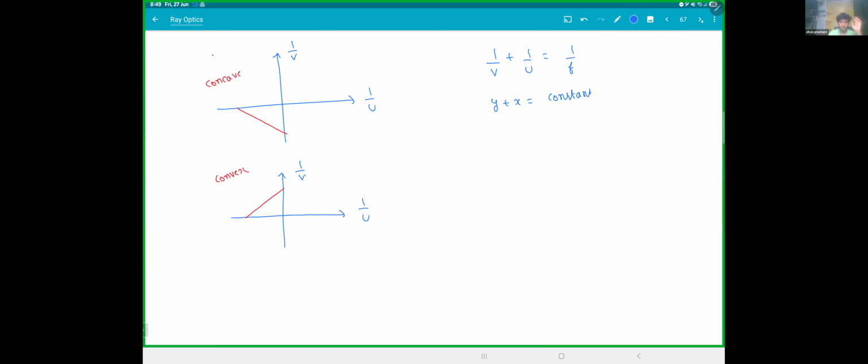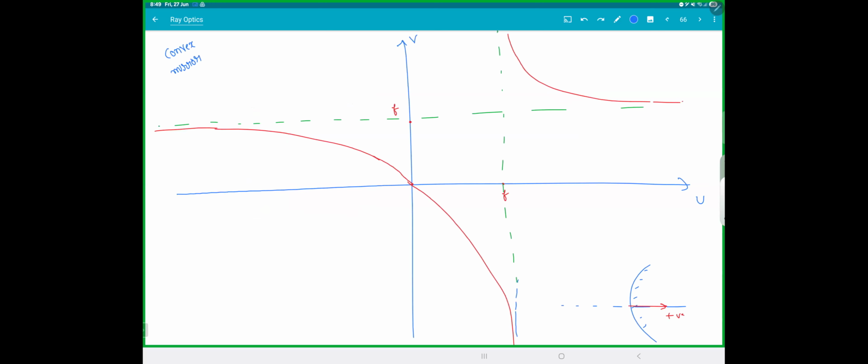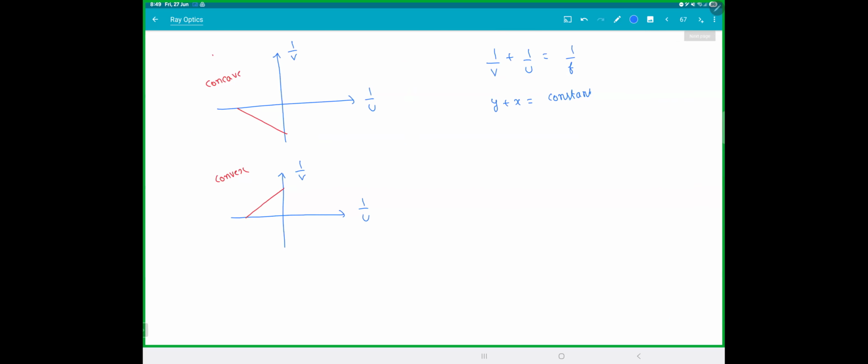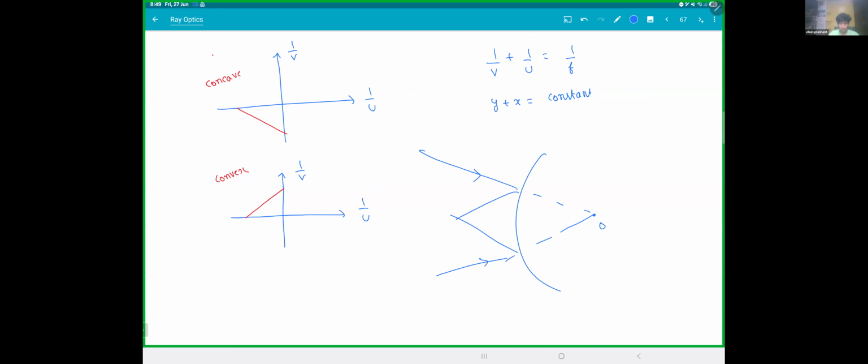Sir, could you explain once how a convex mirror is forming a real image? If the light rays are supposed to meet here on the right-hand side, then the image is real. This point is where the light rays are supposed to come and hit, but the mirror is blocking it. So they will come and meet here. So they are actually meeting. It's a real image and it's a virtual object.